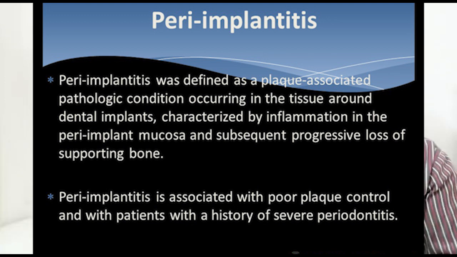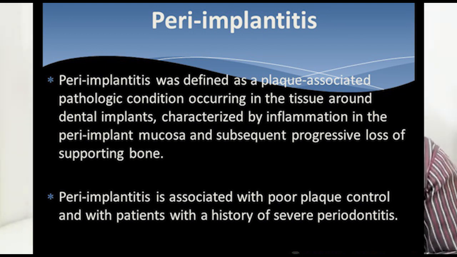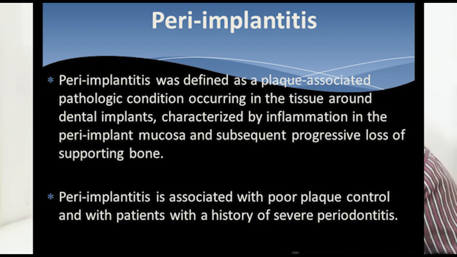The third condition is peri-implantitis. Peri-implantitis in this classification was defined as a plaque-associated pathologic condition. So there are two things involved, plaque and pathology, occurring in the tissue around dental implants, characterized by inflammation in the peri-implant mucosa and subsequent progressive loss of supporting bone.